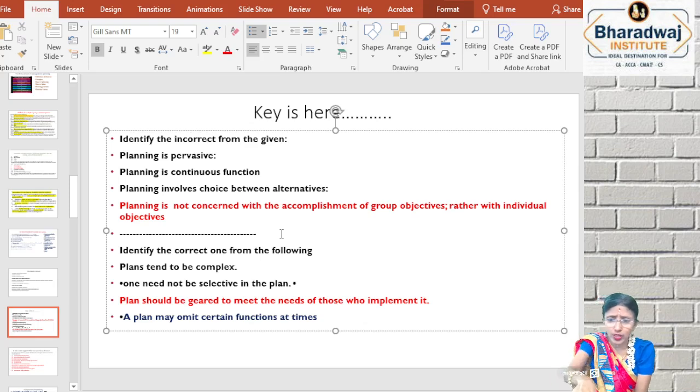And this one, did you all find out? Oh, D option. Planning is not concerned with the D option, you found out, no? That is incorrect. This is correct.